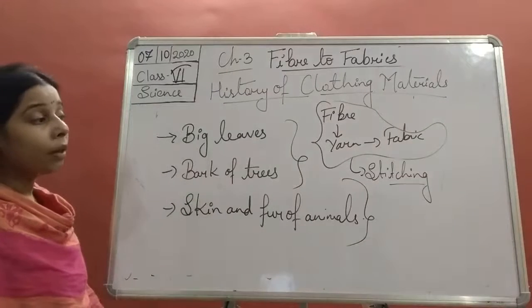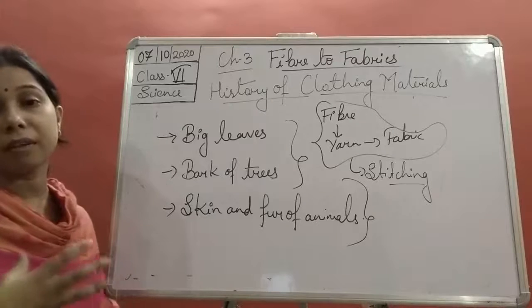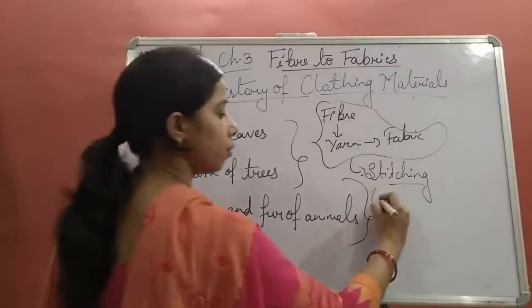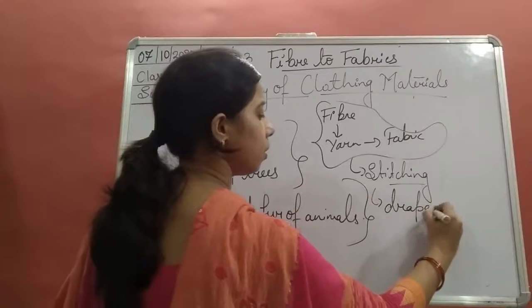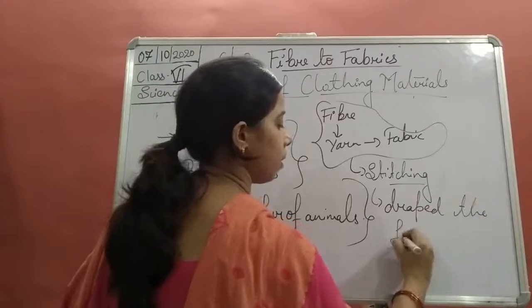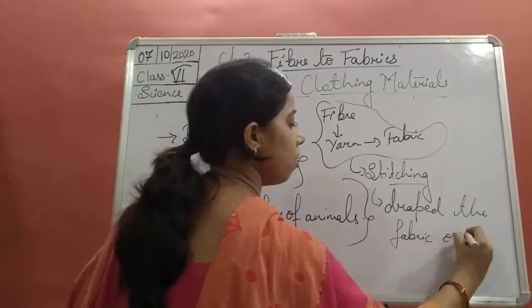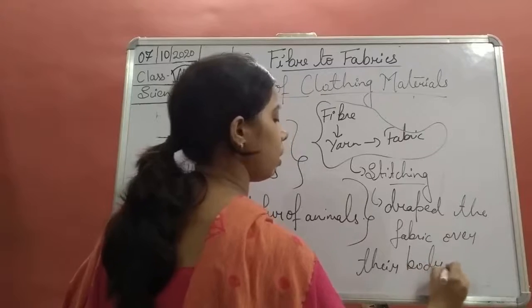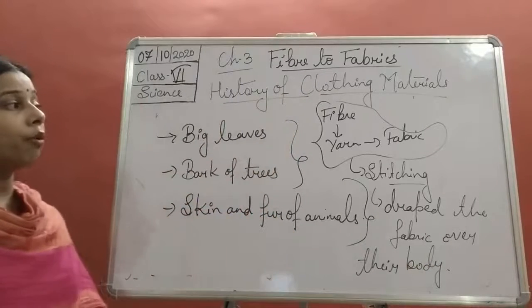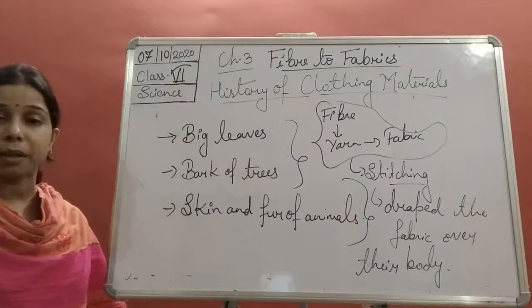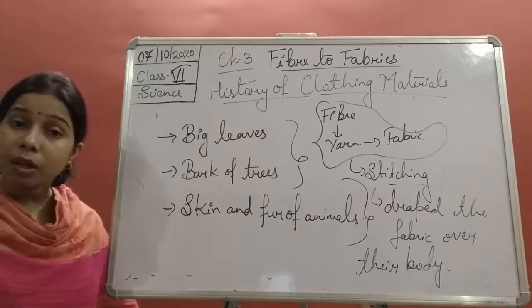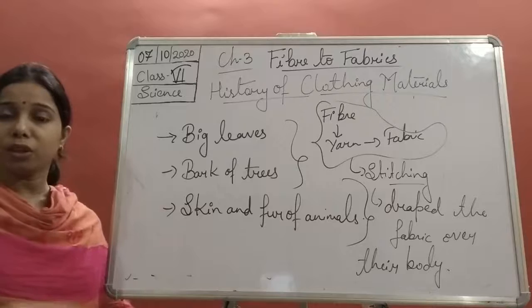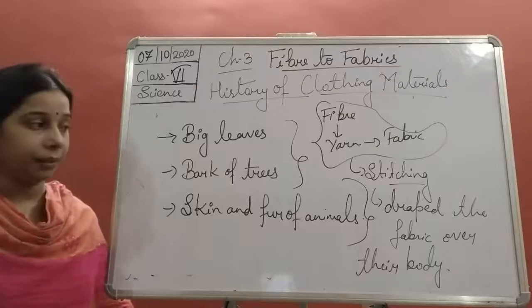Okay. So what they used to do, they used to wrap the fabric around their body. Okay, so to cover the body, they used to wrap the fabric over their body. So you see students, they are able to convert the fiber to a fabric. But still, since they are not knowing the stitching process, they used to wrap it. Okay, they used to cover the fabric around the body.